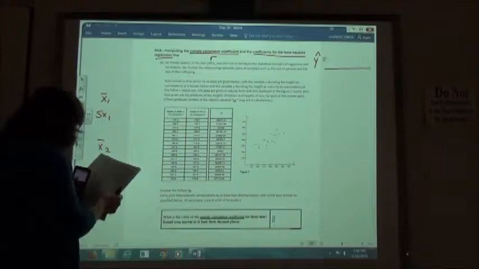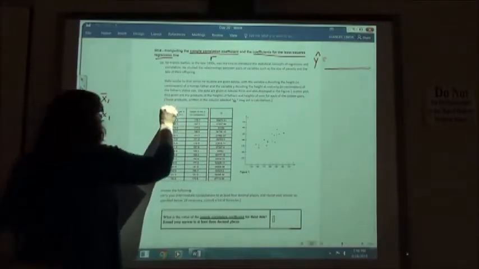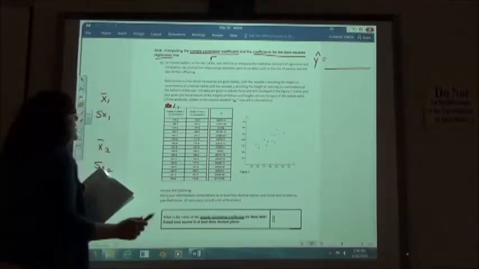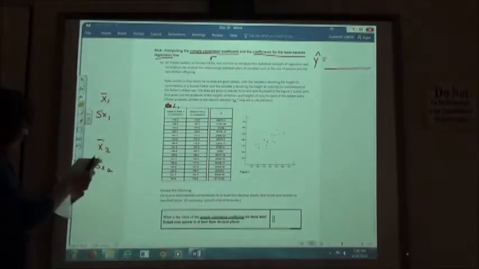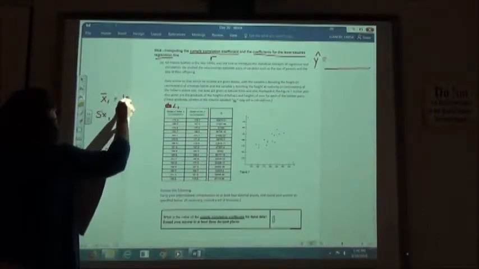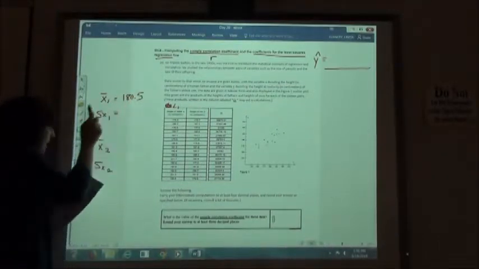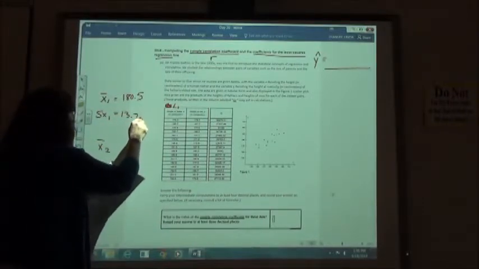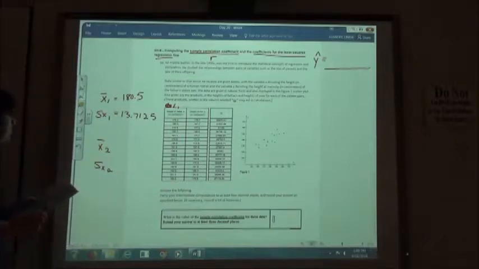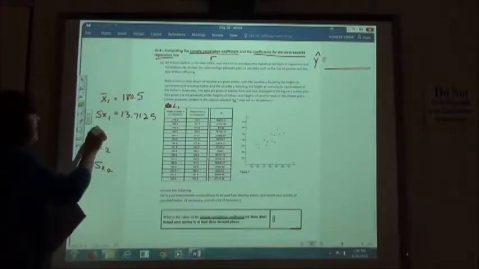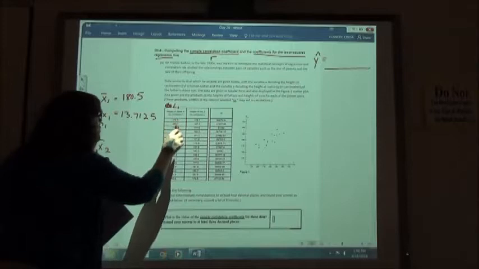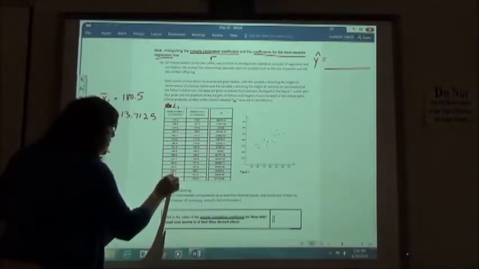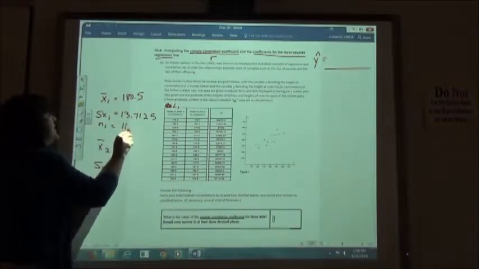So X bar of 1, when I did the first list, I got a mean of 180.5. And my standard deviation, my S of X, was 13.7125. In this case, N1, I have 1, 2, 3, 4, 5, 6, 7, 8, 9, 10, 11, 12, 13, 14, 15, 16. So I have 16 numbers.